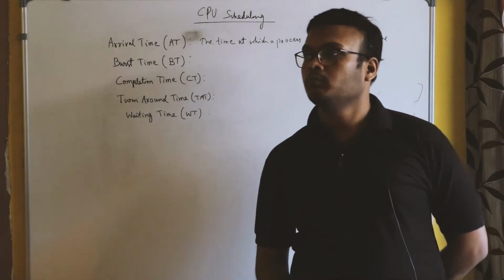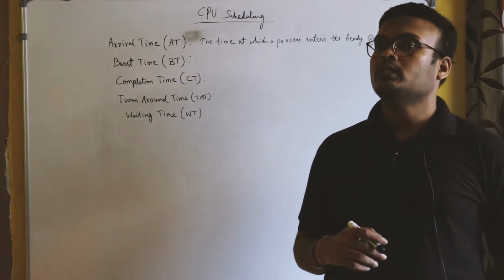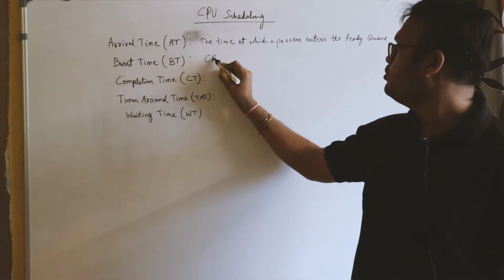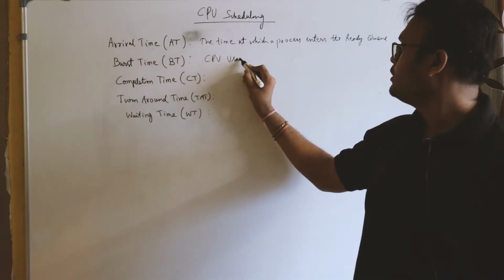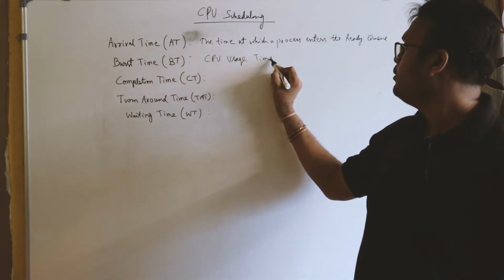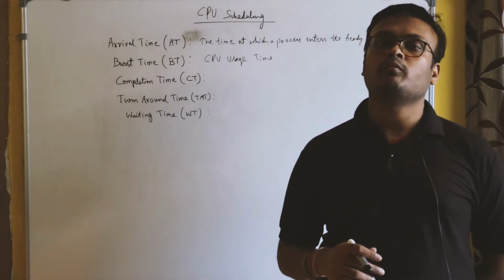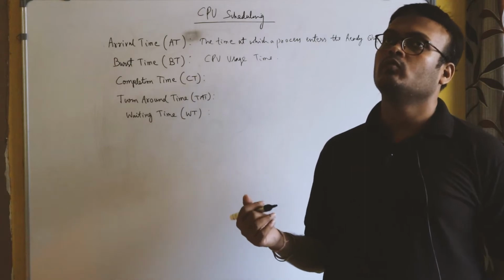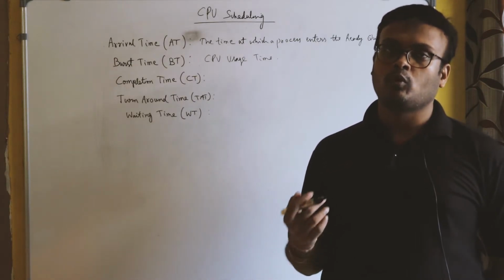Second one is burst time. What is burst time? Burst time means CPU usage time. Okay. CPU usage time. It means for how much time a process will run. Okay. For how much time a CPU will be allocated to a process.